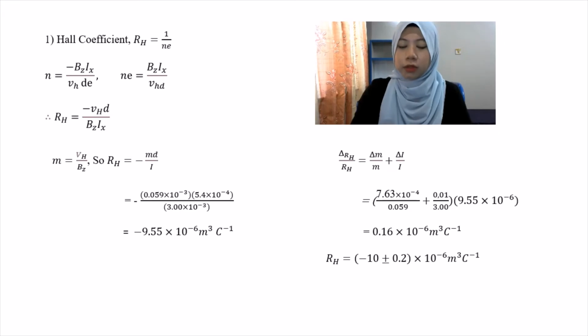By substituting all the values that we got from the past calculations into the RH formula, we got the value for RH. Next, same as before, we need to calculate the uncertainty as well. By using the formula of uncertainty of RH, we substitute all the values and we got the uncertainty, which is 0.16 times 10 to the power of -6.